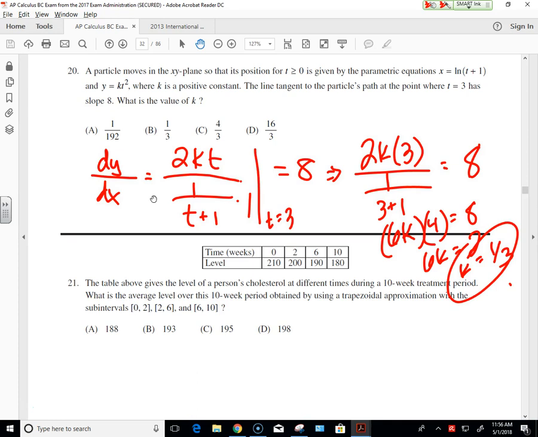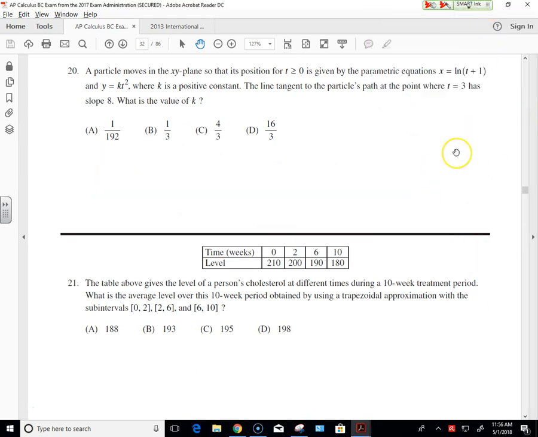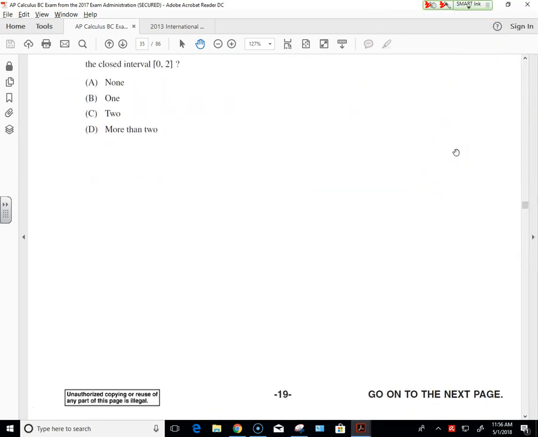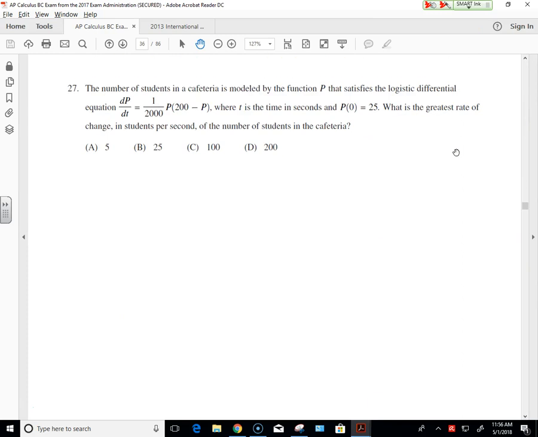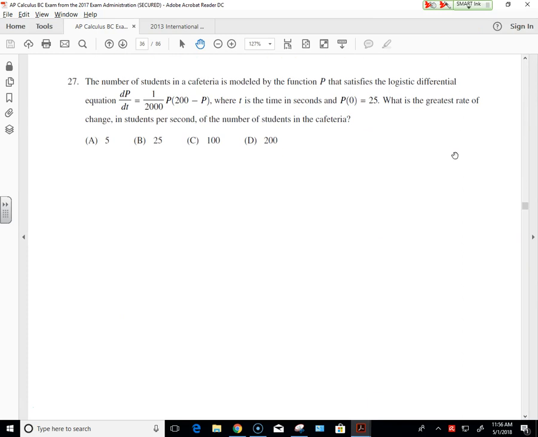Katrina. On this one, yeah. Number 27. Okay. Mock AP, Saturday, 2017. I like it. I like it a lot. Logistic. It's all about fitting it into a certain pattern. Kiddos, could I see this as y prime equals ky(L minus y)?